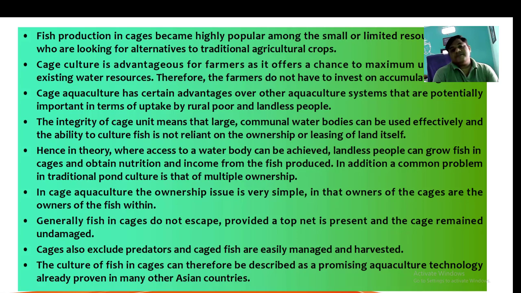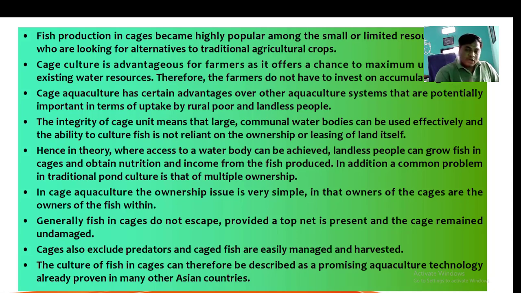Now in cage aquaculture, the ownership issue is very simple. The owners of the cages are the owners of the fish within. Whatever fish we have cultured, those fish go only to the man who reared them, who cultured them in cages. Okay, a very simple way. And generally fish in cages do not escape, provided a top net is present and the cage remains undamaged.